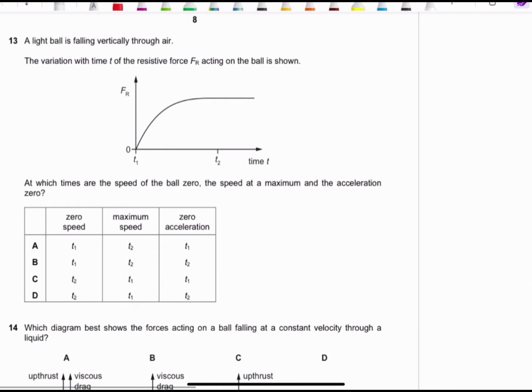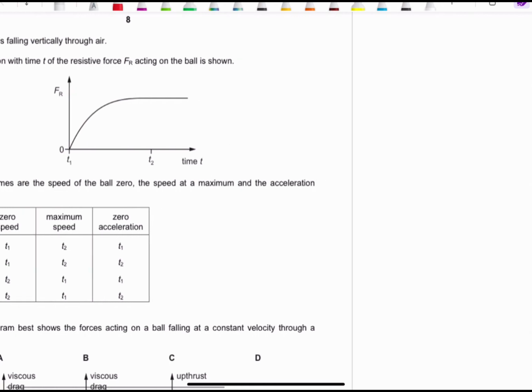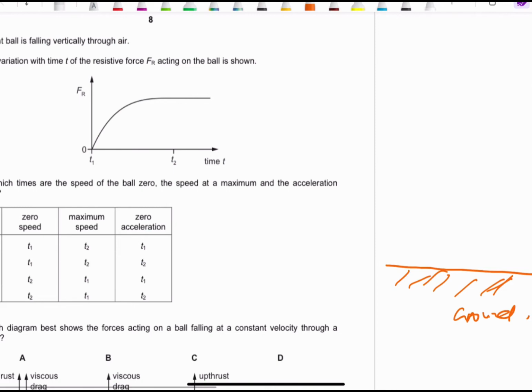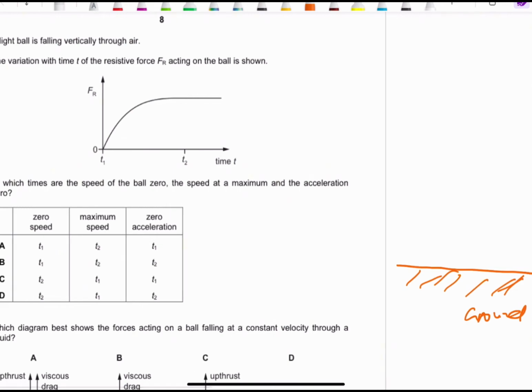Very important. But for question 13, a light bulb is falling vertically through the air. If this light bulb, as you can see over there, is falling down vertically through the air, let's assume it's going to reach the ground over here. So it's going to fall until it reaches the ground. At what times are the speed of the ball 0, the speed at the maximum, and the acceleration 0?